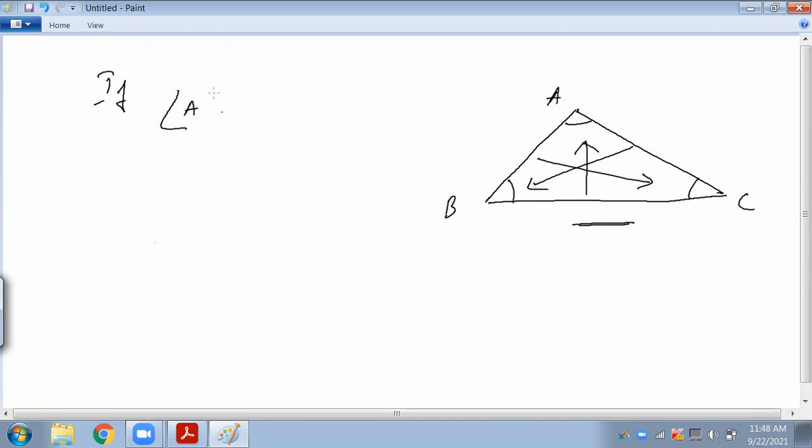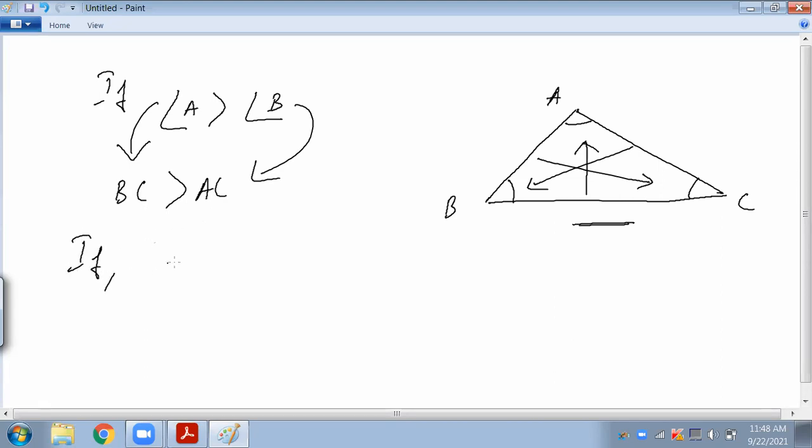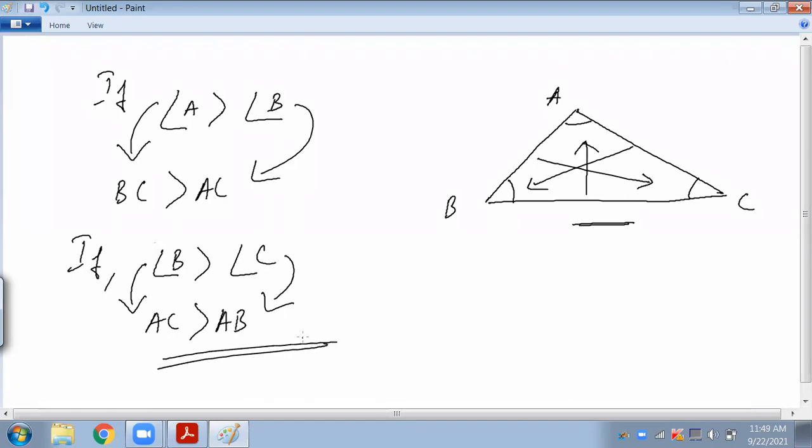If angle A is greater than angle B, then opposite to angle A is BC, greater than opposite to angle B, which is AC. So BC is greater than AC. If angle B is greater than angle C, then opposite to B is AC, greater than opposite to C, which is AB. So AC will be greater than AB, and so on.